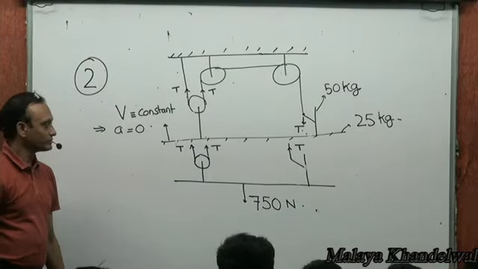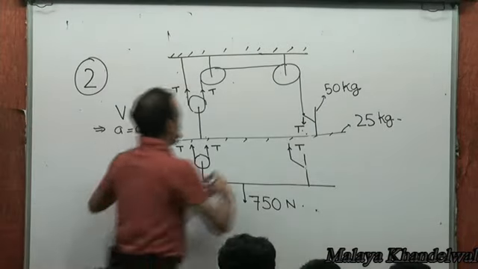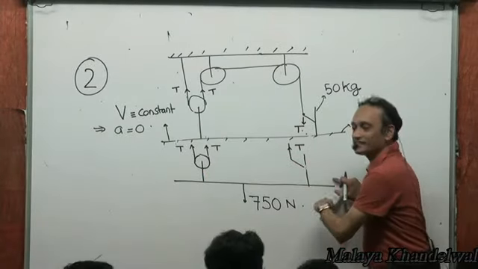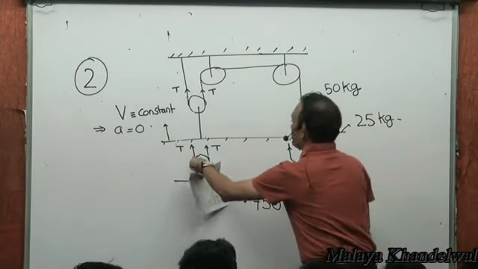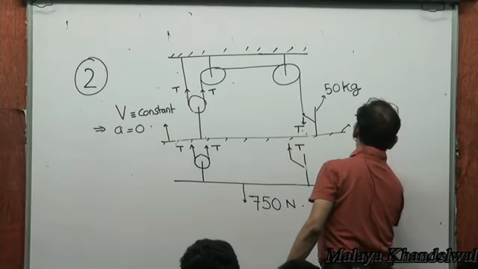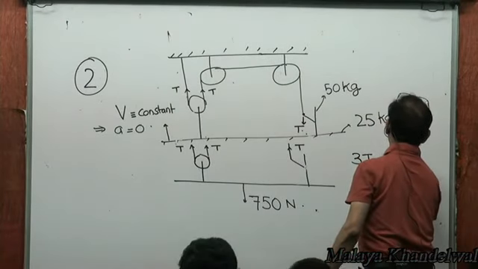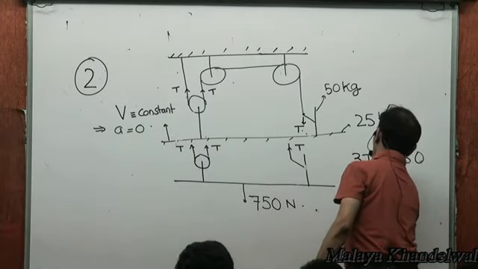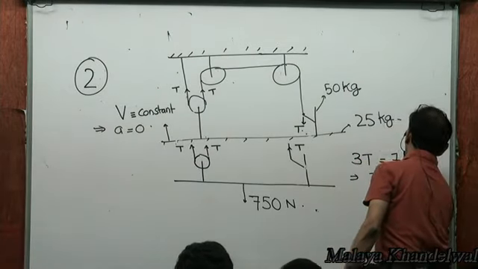Yes or no? And the net of all these forces must be 0, because there is 0 acceleration of this, and therefore 3T is 750. T therefore turns out to be 250 newtons.